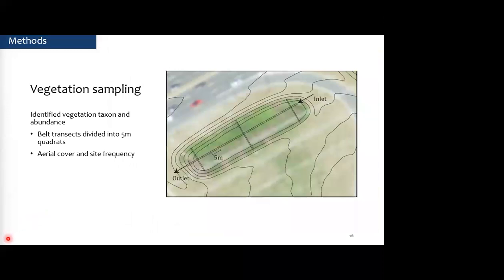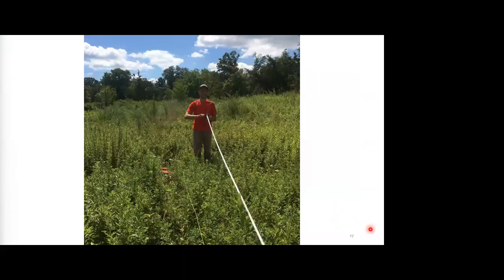At each site, there was a detention basin, and I sampled the vegetation community for abundance in the form of aerial cover, and then the species identity, the composition. And I did that along these belt transects that were divided up into quadrats. One transect spanned from the inlet to the outlet, and then 3 additional transects spanned perpendicular at the inlet, the outlet, and the midpoint. And this just gives you an idea of what it looked like when we were out there setting up our transects.